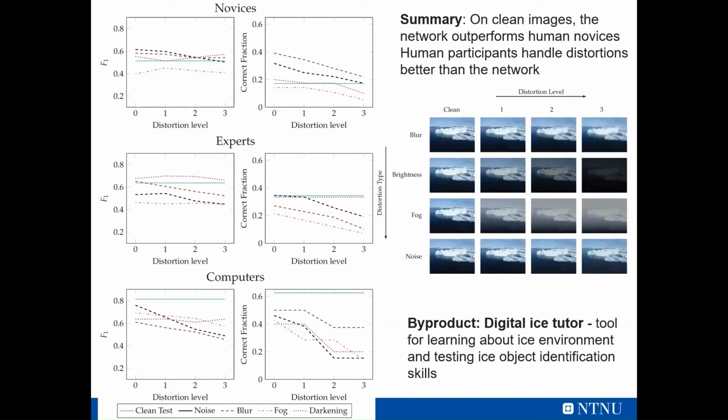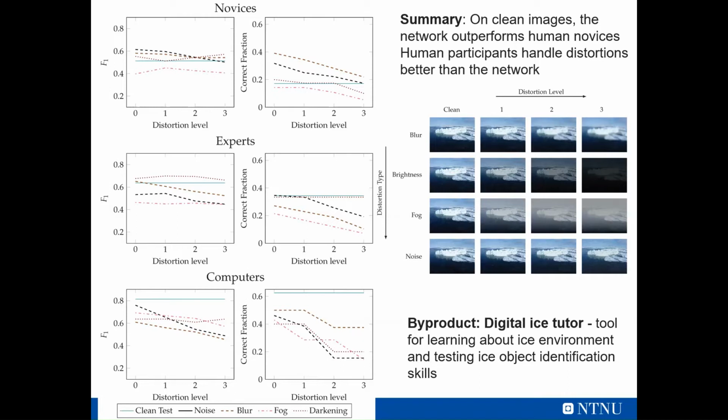On the left-hand side, you can see results from our experiments. From the three groups, on the top we have results from novices, in the middle experts, and on the bottom you see computers. We have used here the F1 score and the correct fraction, which is a percentage or a fraction of the correctly identified objects in an image. And we present it as a function of the distortion level for different distortions: clean, noise, blur, fog, and darkness or brightness.